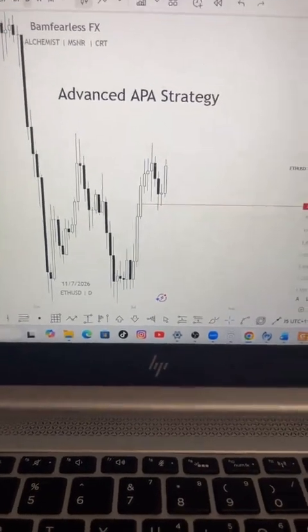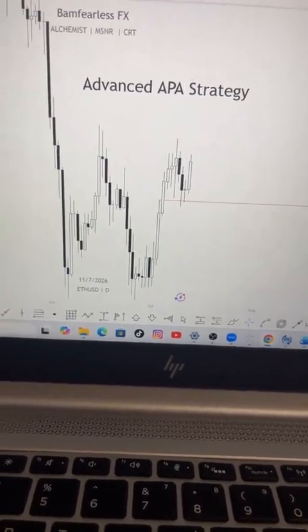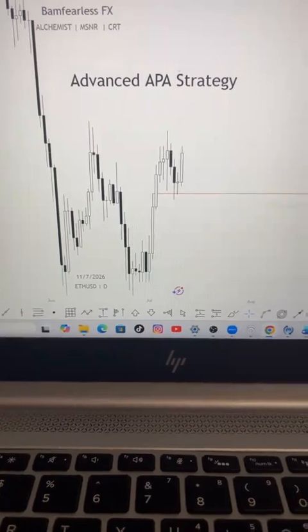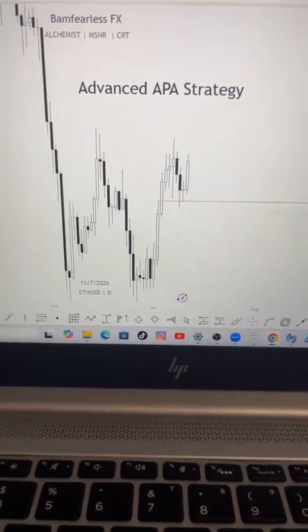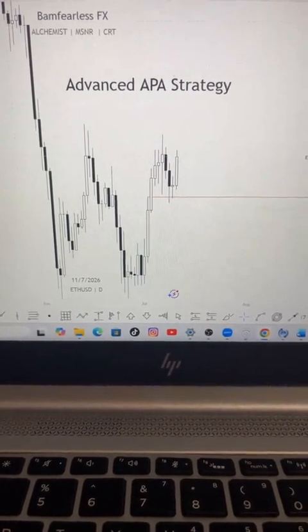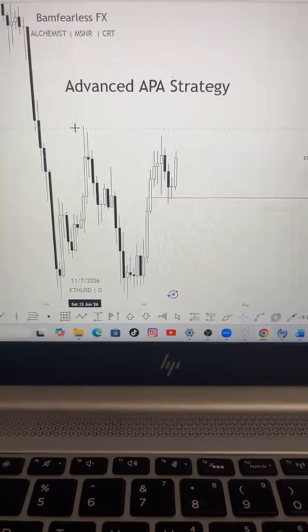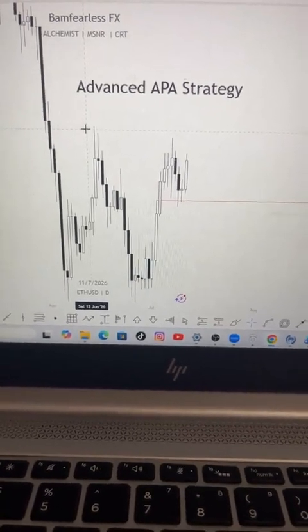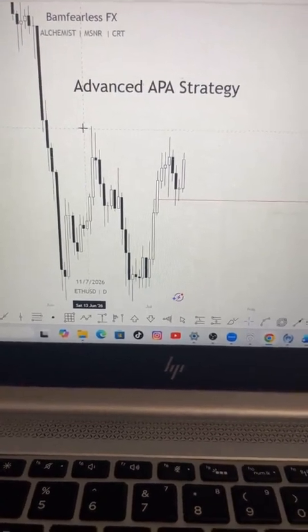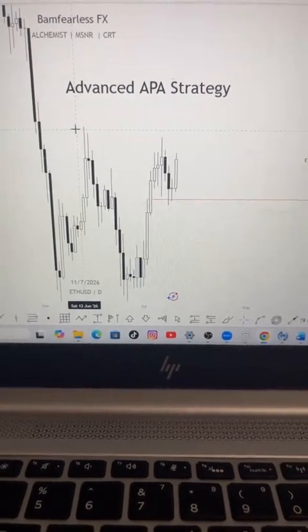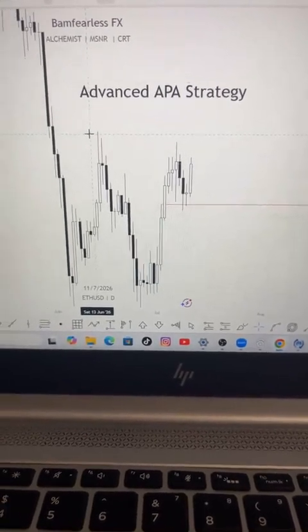So today, let's talk about the advanced APA strategy and how we can spot a valid APA strategy when we open our charts. Spotting an advanced APA strategy requires more patience when selecting the kind of pair we want to use, and proper refinement that gives us that validation, structural formation and entry.